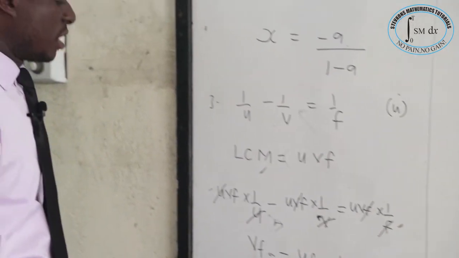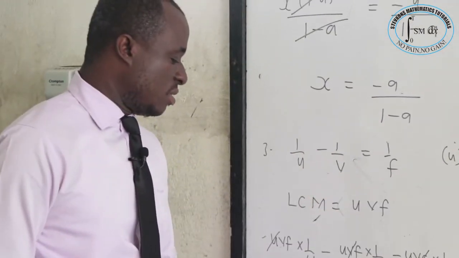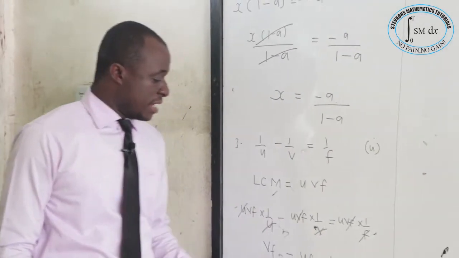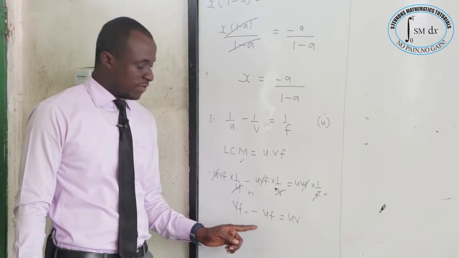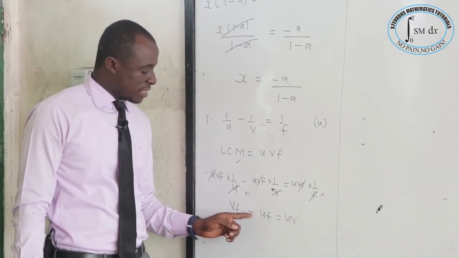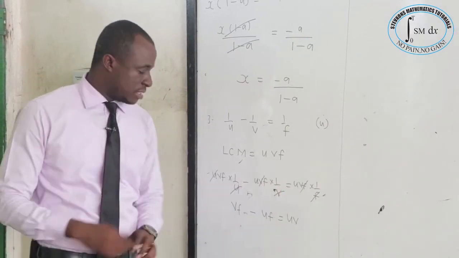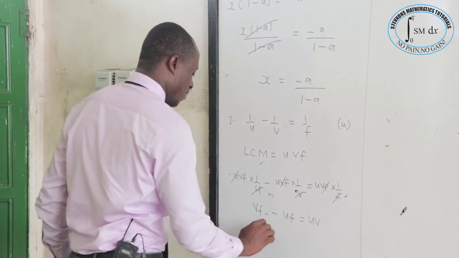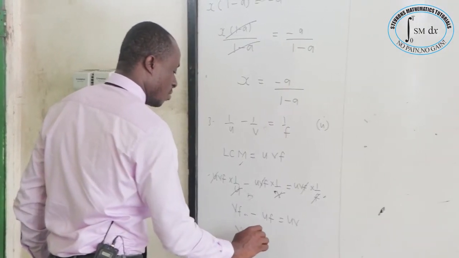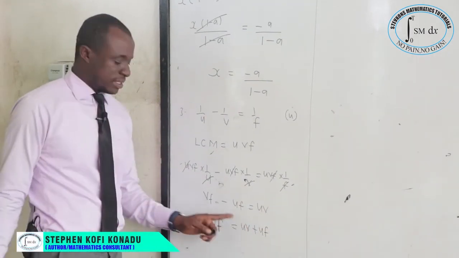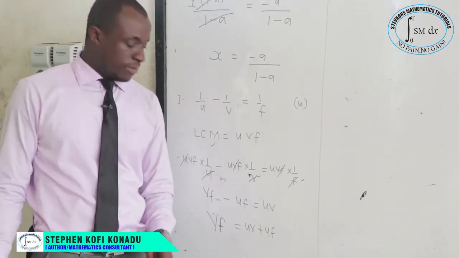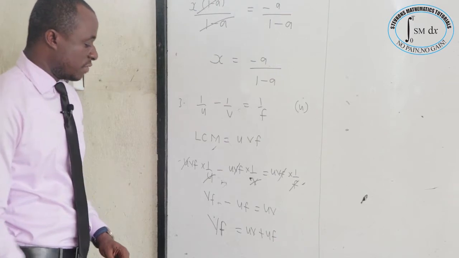We want to make u the subject. There's u here, there's also u over there. Now, if I bring this u here, everything will be negative, negative. But it is better I make it positive. So it's better I take this one rather to this side. So this will give me vf equal to uv plus uf. Why plus? This is negative, crossing, becoming positive.